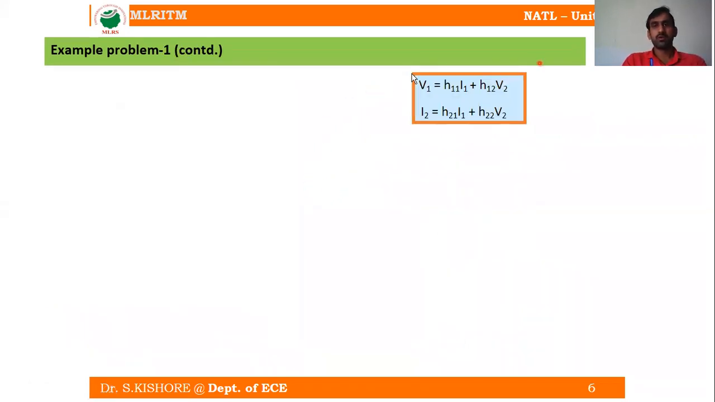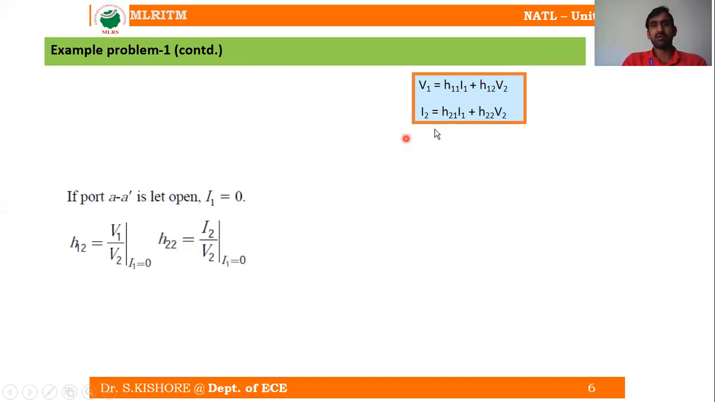So when you are going to open circuit the input port, again let us take the same equation. Open circuit the input port means I1 is going to be equal to 0, because the port A dash is open, so I1 is equal to 0. Then we are going to have the equations.